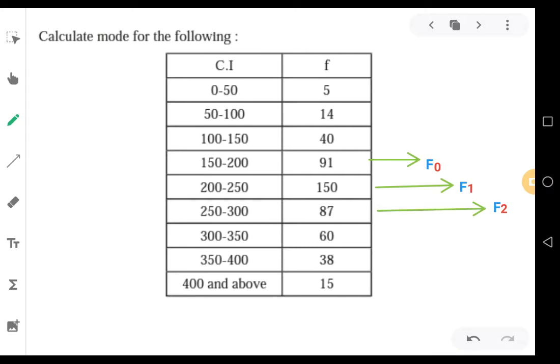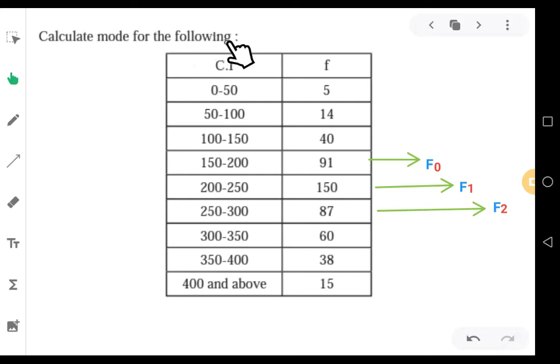In this video, let me show you the calculation of mode for a continuous series distribution. For a grouped data continuous distribution, let us see how we calculate mode. I am showing in this video how we calculate mode for continuous data. Let us see the question now.